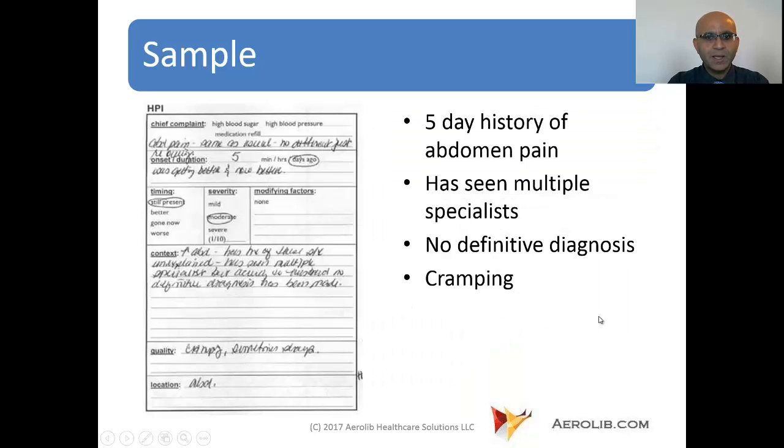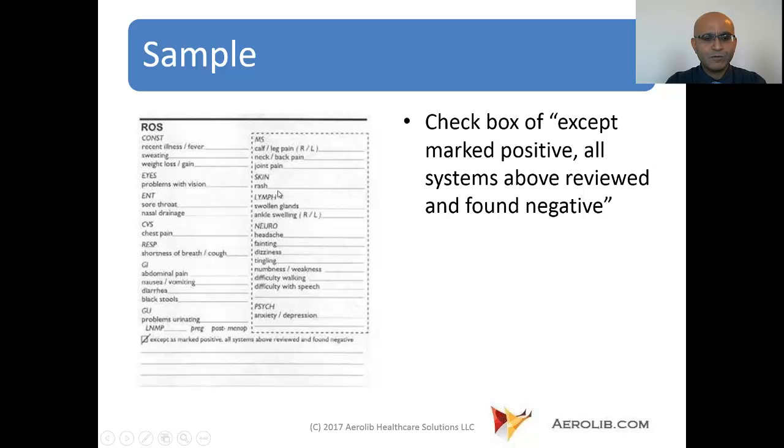When we look at the HPI, on the right hand side, you can see this patient is presenting with 5 days of abdominal pain, has seen multiple specialists, no definitive diagnosis, and they've described the quality of the pain as cramping with location in the abdomen. When we look at review of systems, you have to be careful. If you have done all the review of systems, then it's appropriate to mark the box of accept, mark positive, all systems above reviewed and found negative.